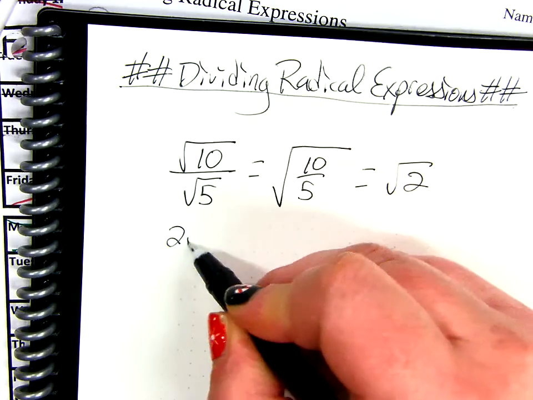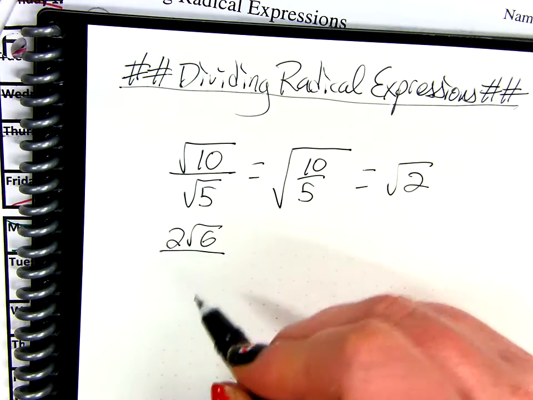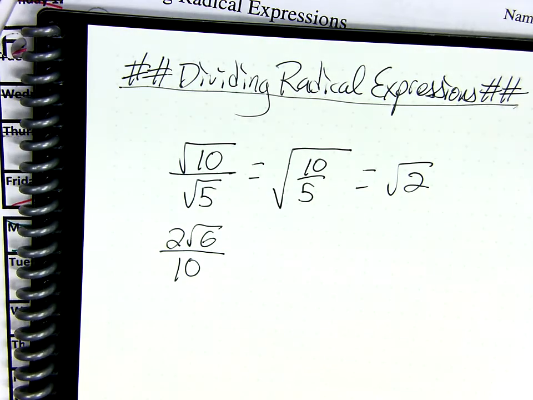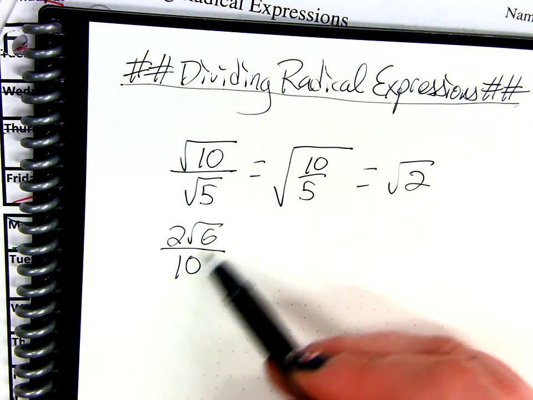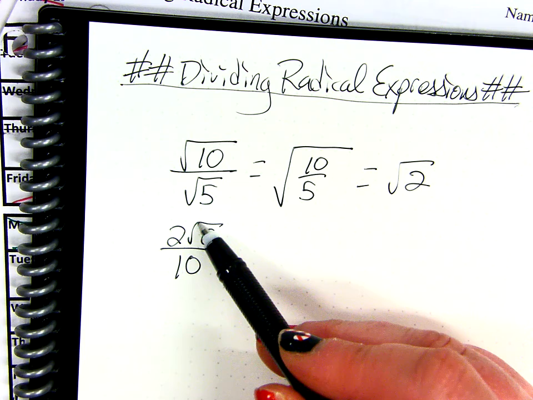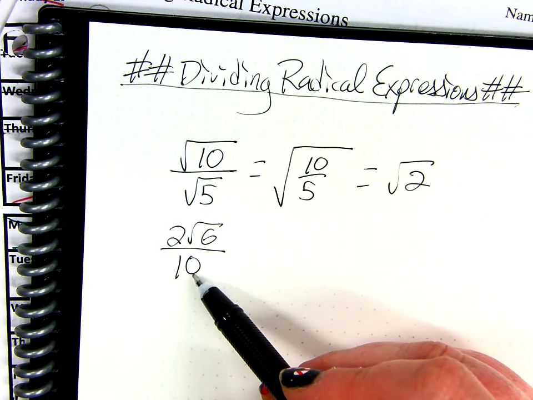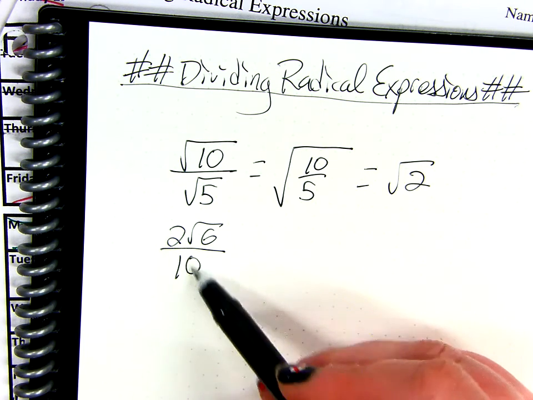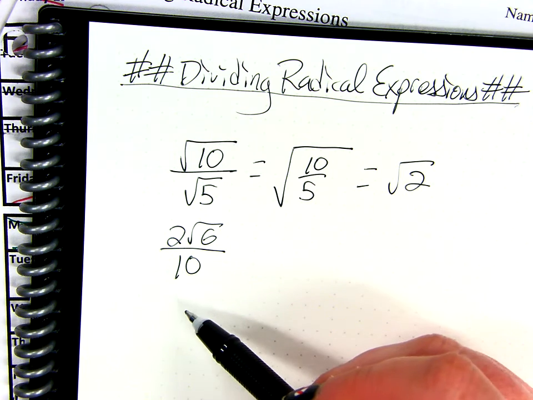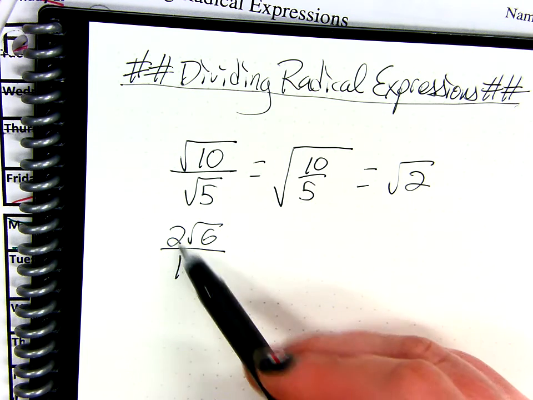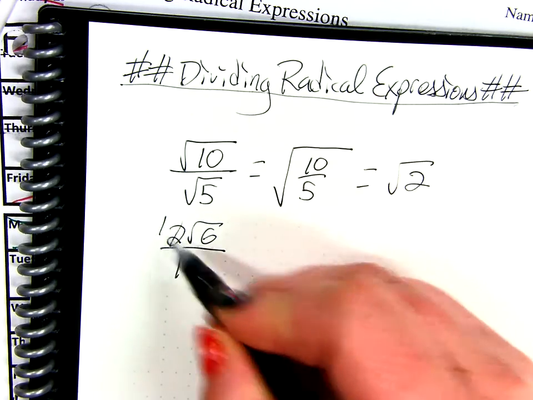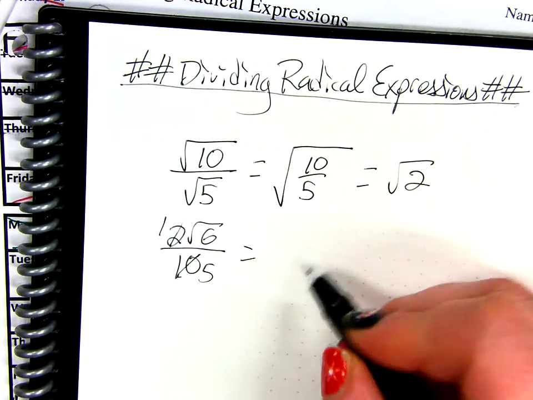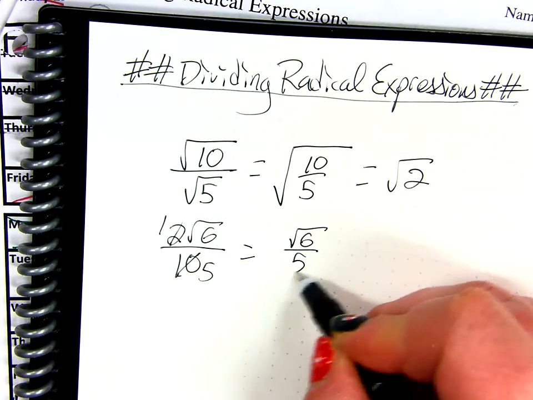how about 2 root 6 divided by 10? Okay? I can't reduce the 6 and the 10 with each other because the 6 is in a square root and the 10's not. However, the 2 and the 10 are both not in a square root. Do you see that? So I can reduce them with each other, right? 2/10 would just be 1/5. So I just get square root of 6 over 5.